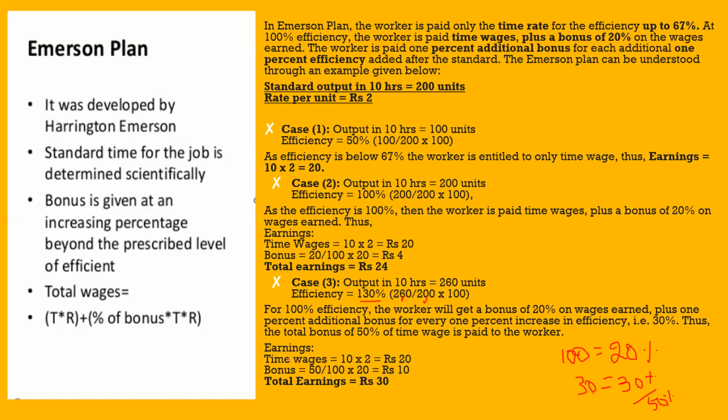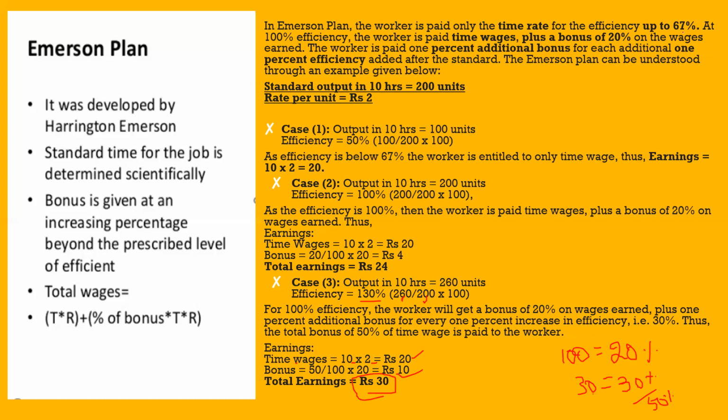Okay, so let's see the calculations. Time wages, 10 hours into 2 rupees per hour is equal to 20 rupees. Obviously, for all the 3 cases, the same. The bonus is 50%. This 50% includes both the 20% and the 30%. 50 divided by 100, that is 0.5 into 20. The 50% of 20 rupees is 10 rupees is what he is receiving. Total of 30 rupees is his total earnings.